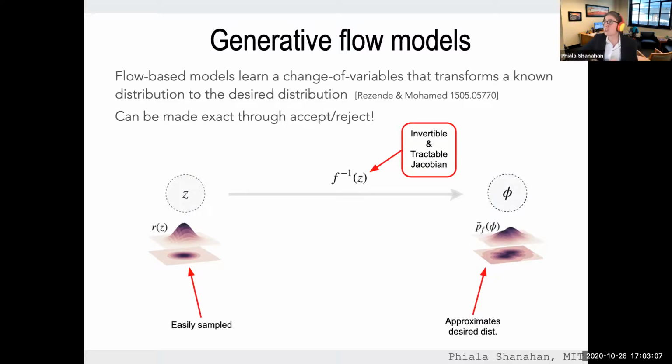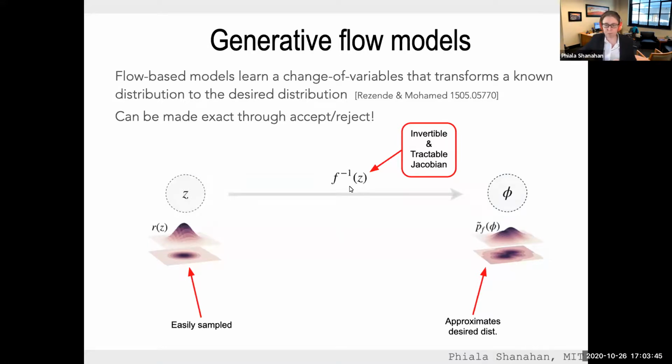So one approach is to use what are called flow-based models, and the idea is very simple. If you have a change of variables that takes you from an easy to sample distribution to the complex distribution that you want, well, then you're done. You can just sample from the easy distribution, put it through your function, and out pop samples of the complex distribution that you like. So flow-based models let us actually keep track of the densities, and so we end up having a way of being able to make this exact, even if the model is not exact, through accept-reject steps. So if we can learn this change of variables, we have an exact sampling procedure.